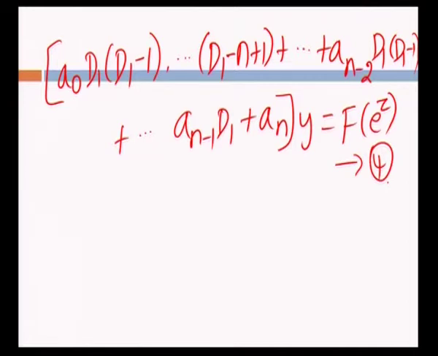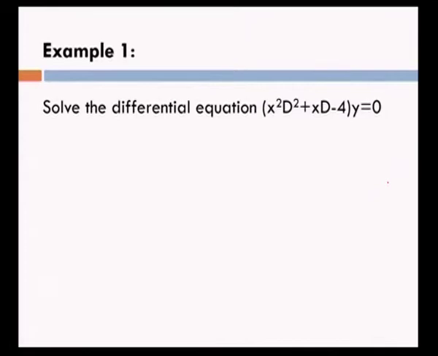This equation can be solved by various methods. Now, we will apply this concept in a problem. Solve the differential equation x square d square plus x d minus 4 into y is equal to 0. So, this is a linear differential equation of Euler, Cauchy-Euler. This equation can be solved in the following way.